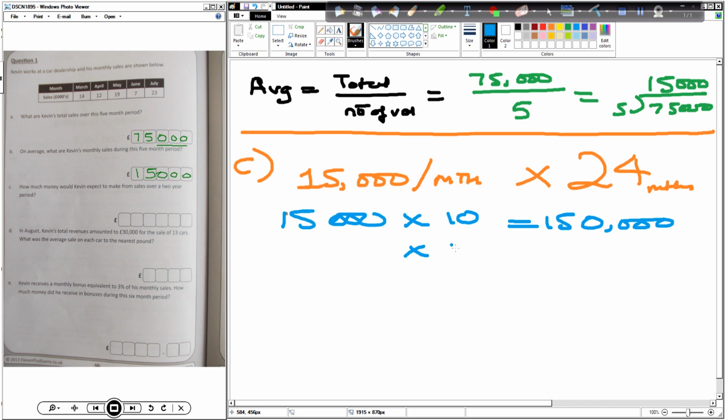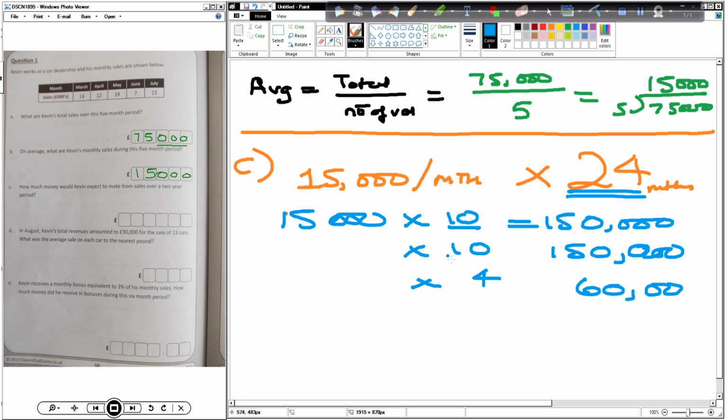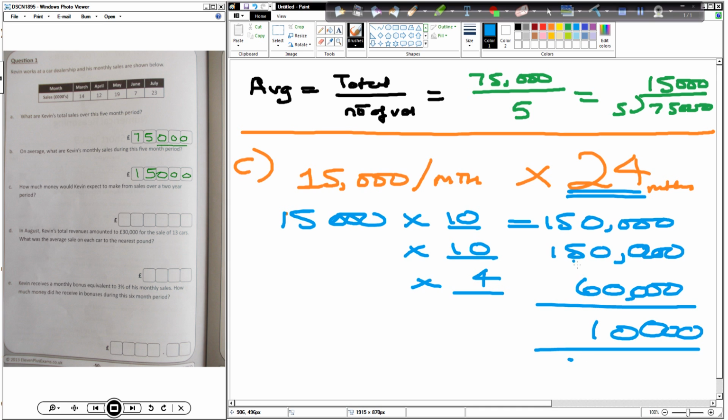Now we need another 10. That's another 150,000. We're working towards 24, so now we need another 4 lots. 15,000 times 4 will give us 60,000. So I've broken down the 24 into 10, 10 and 4. Now we need to add all of this up. If you add it all up, the answer should be 360,000.